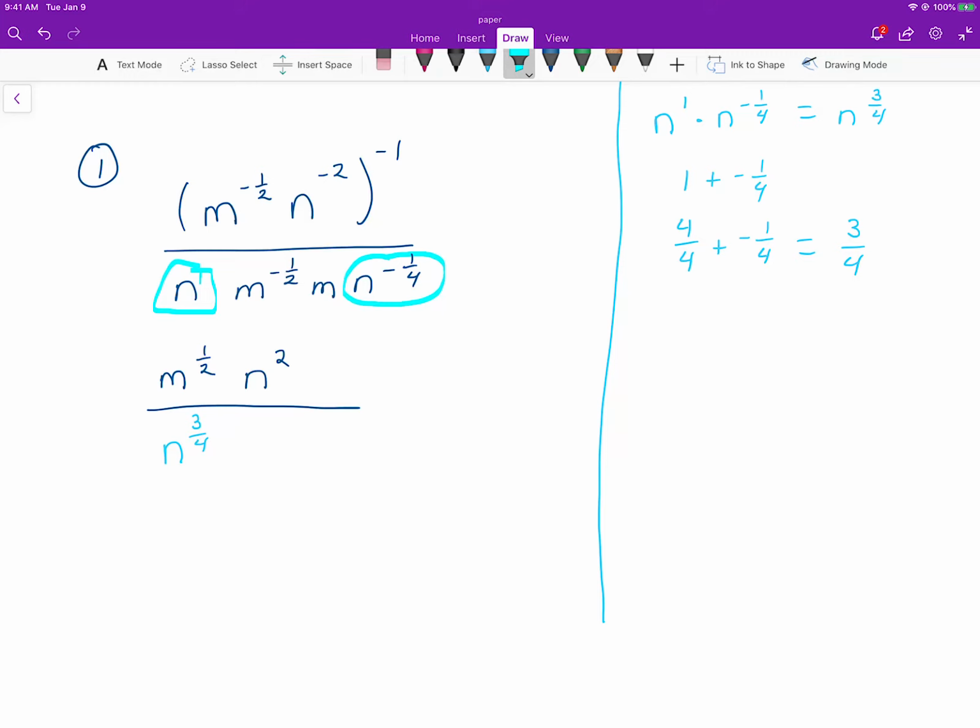I'm going to do the same thing with the m's. And this is like saying m to the first. So now I'm going to have m to the -1/2 and then m to the first. So really, I'm adding a -1/2 plus 1, which will give me a +1/2. So now we've simplified the numerator, we've simplified the denominator, and now I want to see what I can divide.